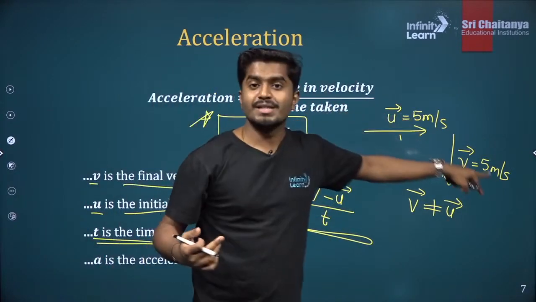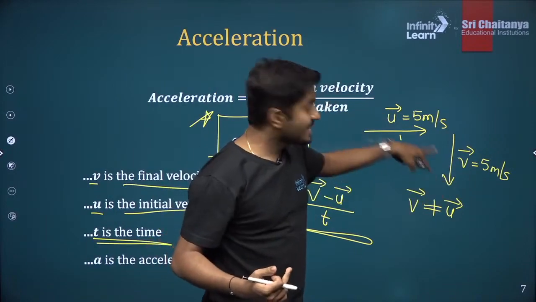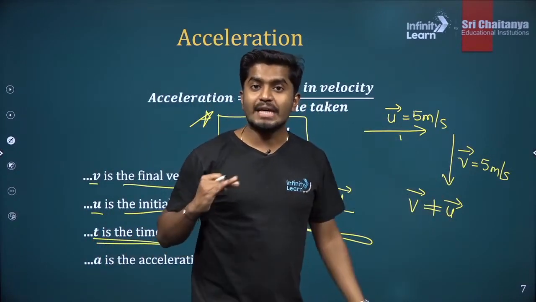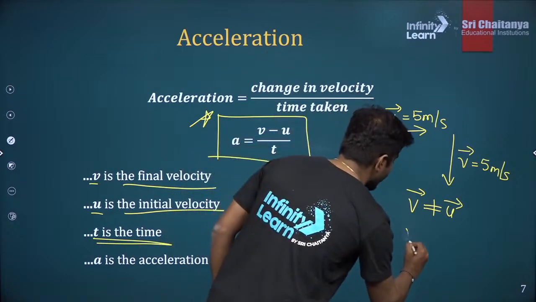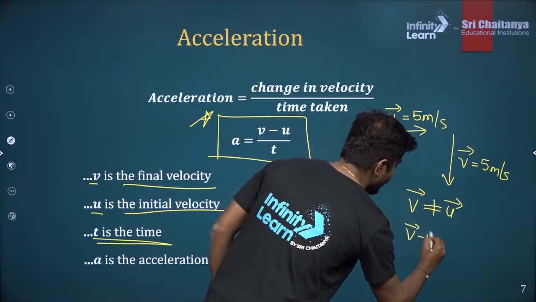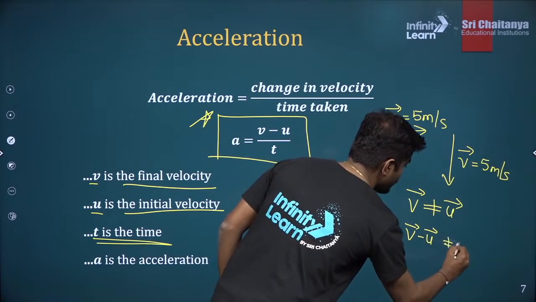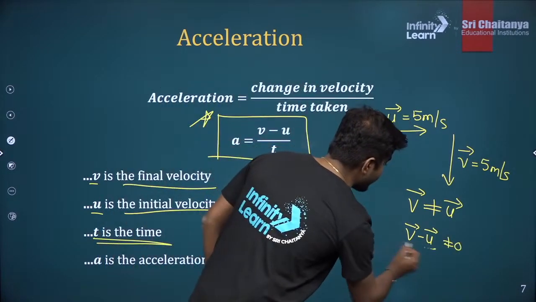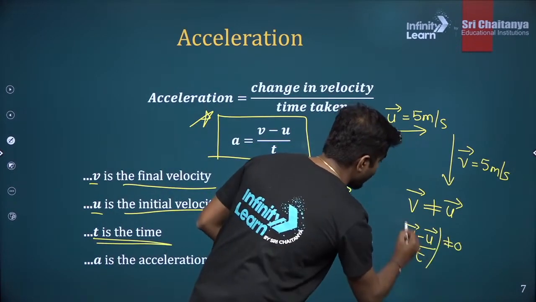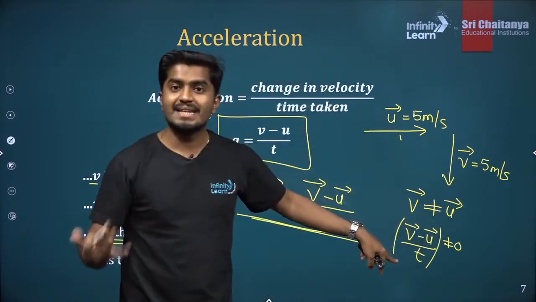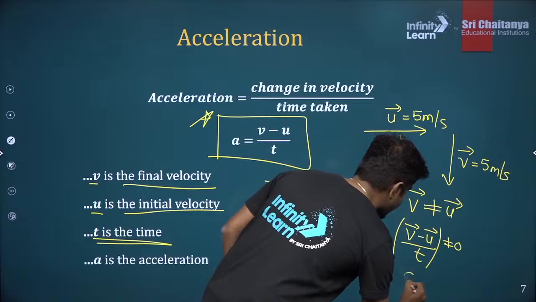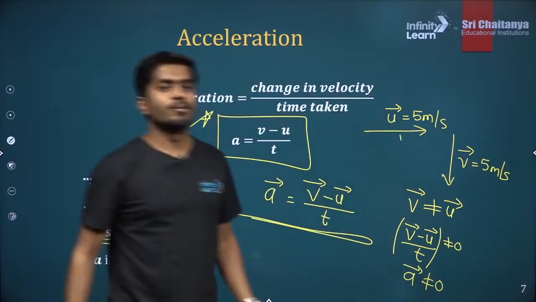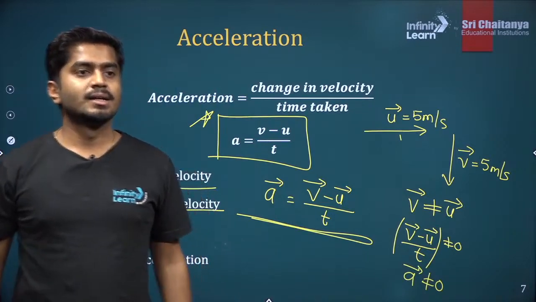Even though the magnitude is the same, their direction is different. So these two vectors are not equal, and because of that you can write V vector minus U vector is not equal to 0. If this is not equal to 0, you can divide it by time, and this is nothing but our acceleration. So in that case, the acceleration vector is not equal to 0. Clear?